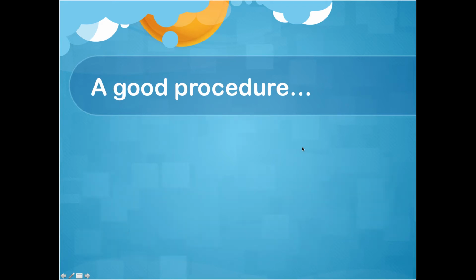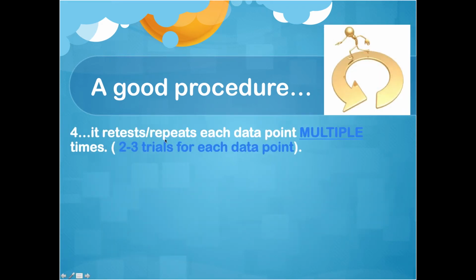All right, what's the next thing? Well, the next thing says that I retest or repeat each data point multiple times. And usually 2 or 3 trials is a pretty good idea. Again, repeatability is important. So if whatever the trial that I'm doing is a little bit hard to count or a little bit hard to time or it's moving a lot, what I want to do is make sure I'm certain of my answer. So I repeat it 2 or 3 times.